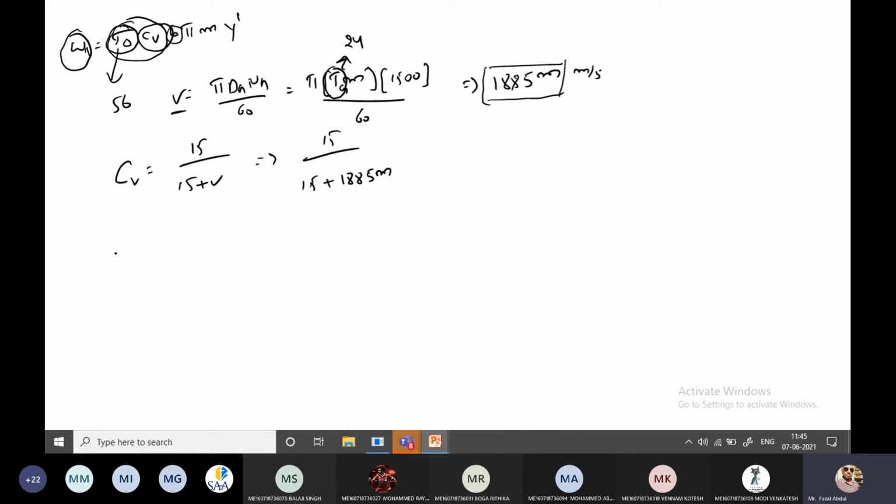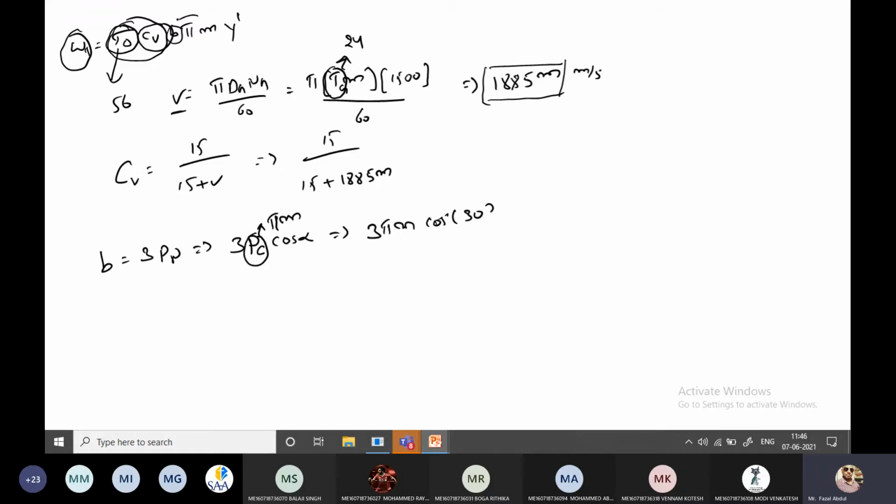B value. The B value is given in the question itself as 3 times the normal pitch. The relation between the normal pitch and circular pitch is Pc cos alpha. So 3 Pc cos alpha, where Pc is pi m. So 3 pi m cos alpha, with the helix angle given as 30 degrees.